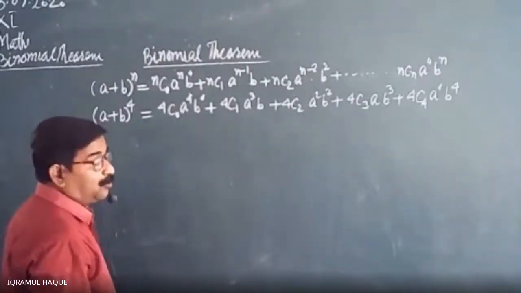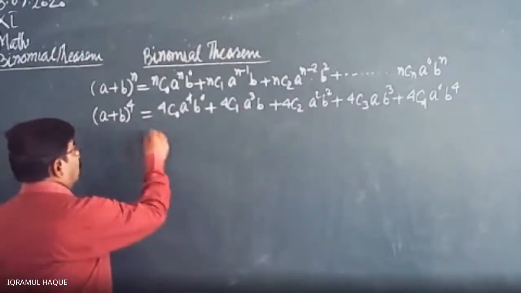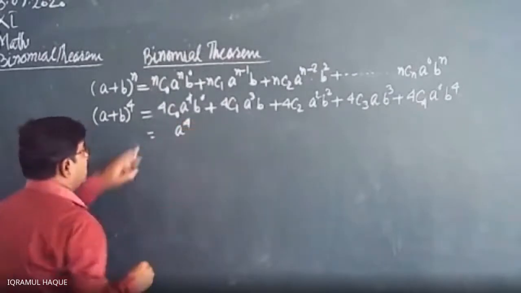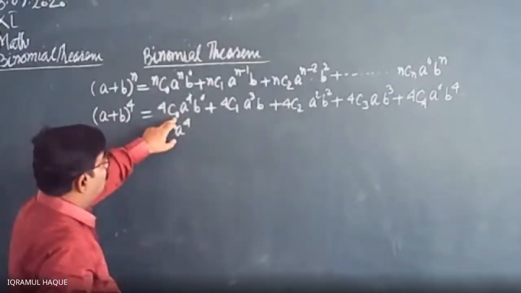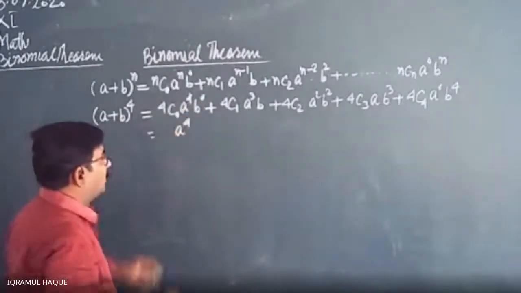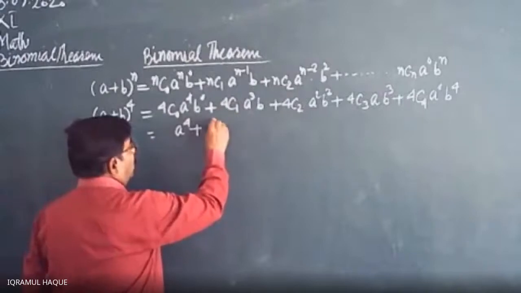So you know how to solve. 4C0 is 1. So we have a to the power 4, because 4C0 becomes 1 and b to the power 0 becomes 1. So a to the power 4 is left, plus 4C1, which is equal to 4.